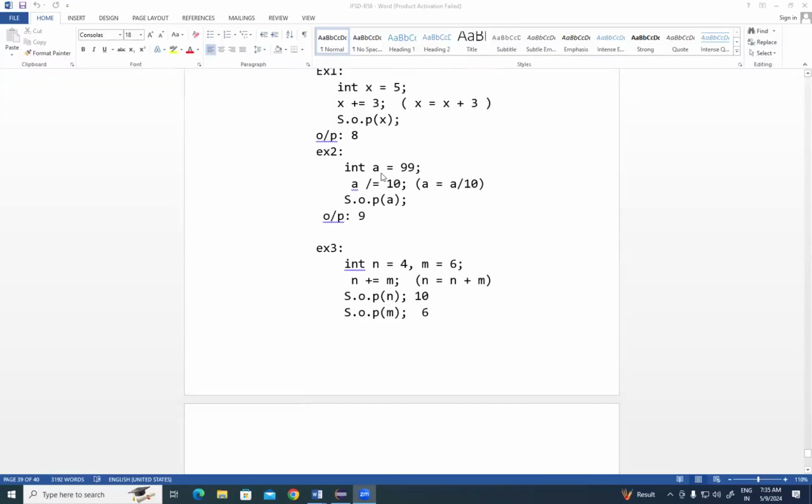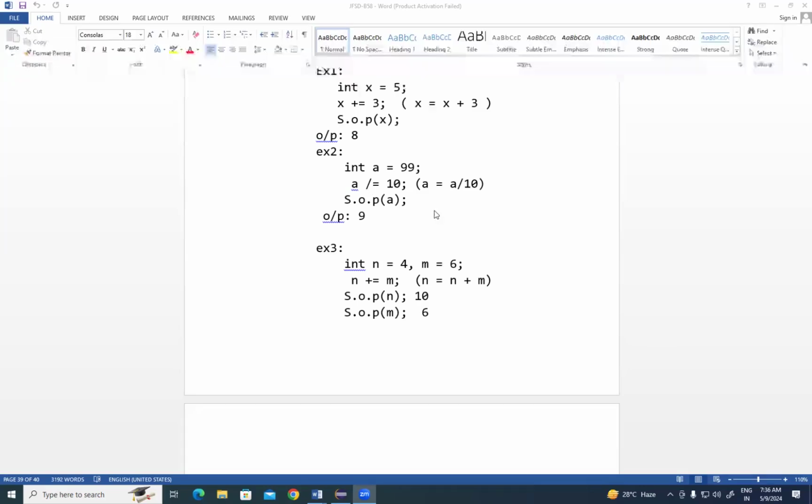What do you mean by int A equal to 99? It means I'm assigning the value 99 to the variable A. A slash equal to 10. This is a short form of which expression? A equals A divided by 10. Divide the A value by 10 and store the quotient back into the same variable A. That's the meaning of writing this assignment operator.